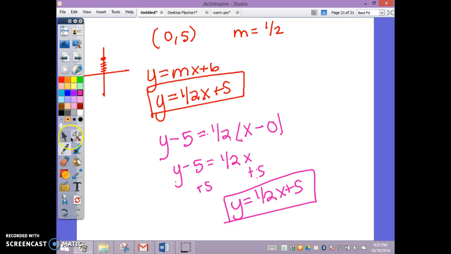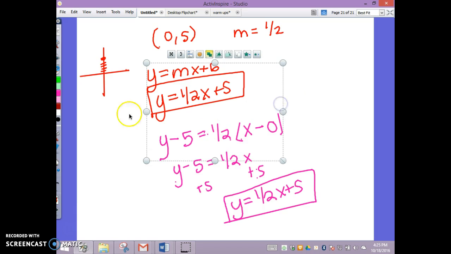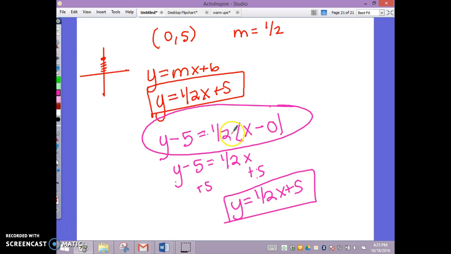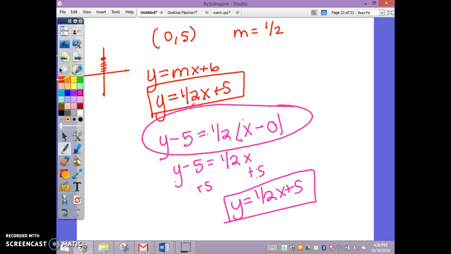If they ask you for point-slope form, this is what they want. They want to be able to look at this and say, the slope is a half, the point is (0, 5). Here, they want you to say the slope is a half, the y-intercept is 5. Technically you were saying the same thing on this example.